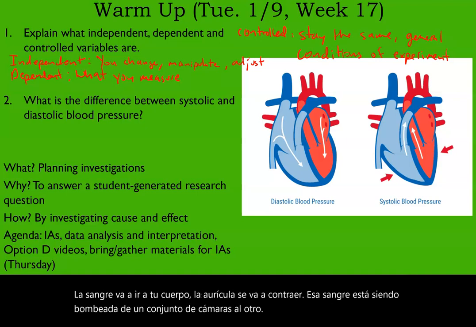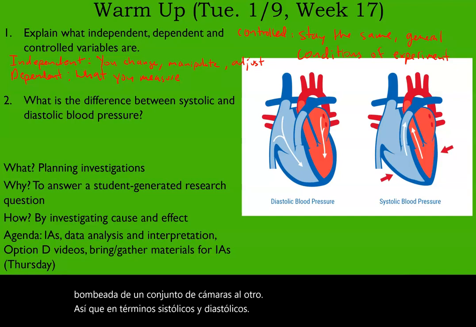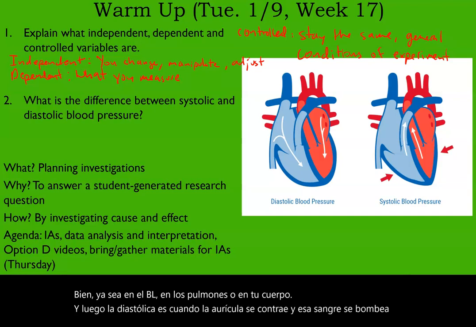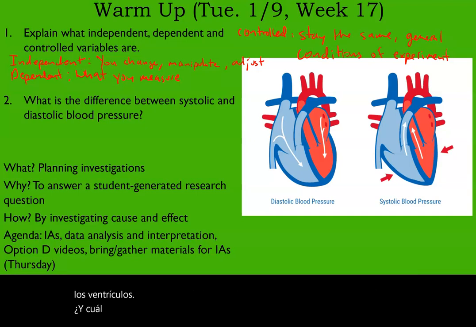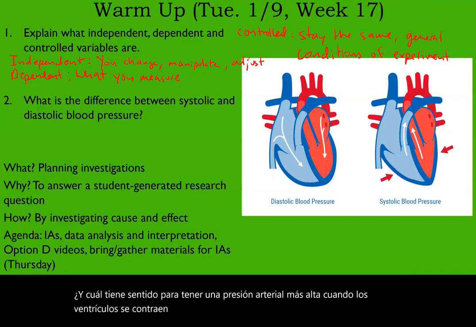So in terms of systolic and diastolic, systolic is when the blood's pumping out of the heart, okay, into either the lungs or your body. And then the diastolic is when the atria are contracting and that blood is being pumped into the ventricles. And which one makes sense to be a higher blood pressure? When the ventricles contract or when the atria contract? Which one is a beefier set of chambers?